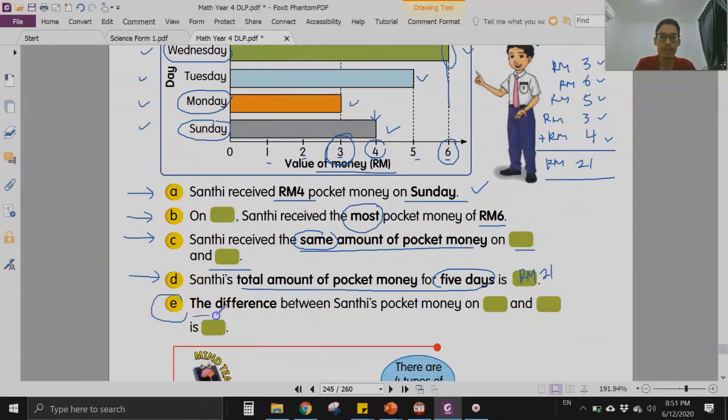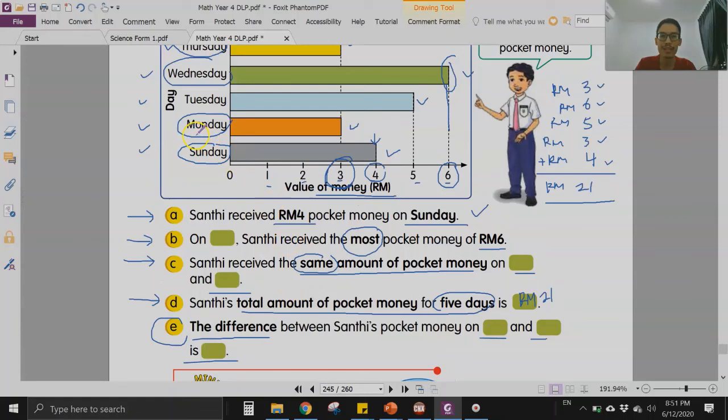Question E. The difference between her pocket money on what and what is what? Okay, this one you just choose any 2 days. Okay, let's say I choose Monday and Sunday, right? The difference between her pocket money on Monday and Sunday. So 4 minus 3 is 1 ringgit.